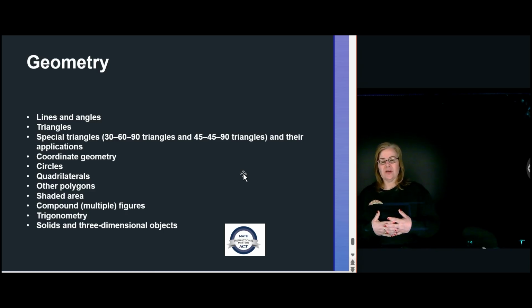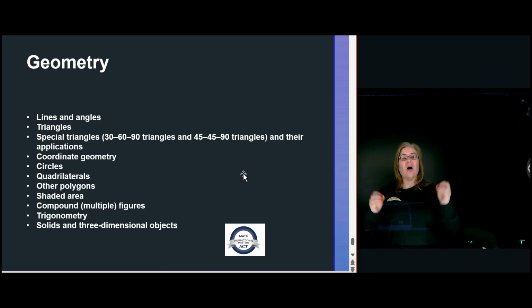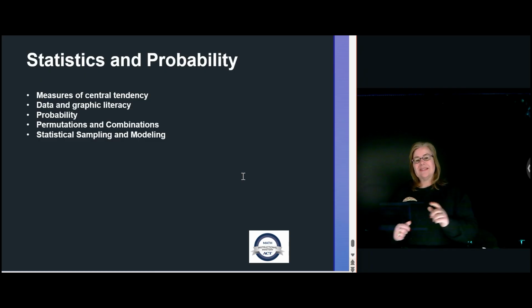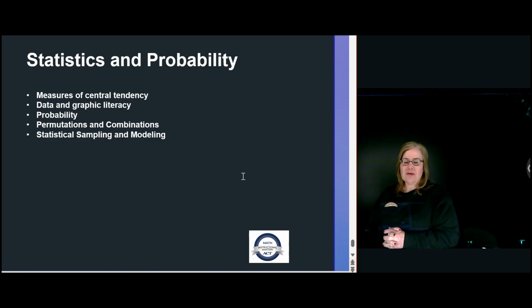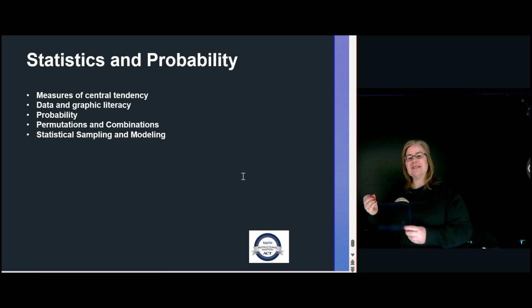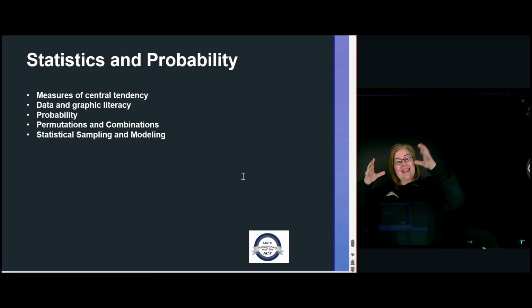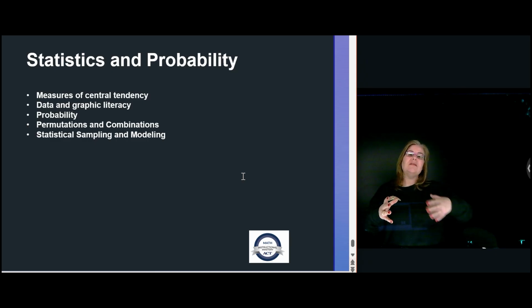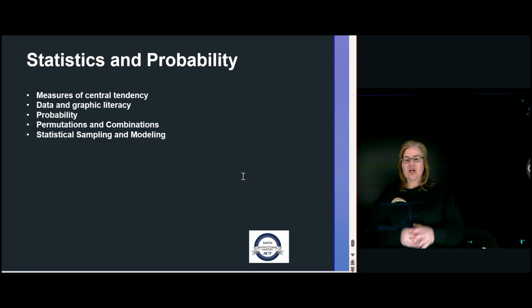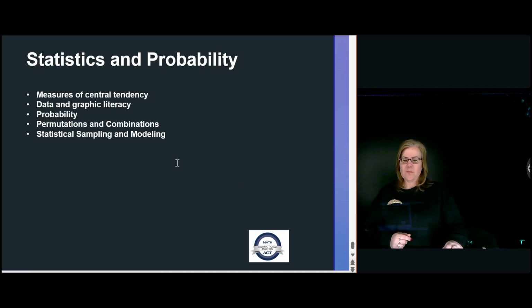And then you've got your dimensions. You've got your solids, your 3-dimensional figures, and all of the different formulas that go with getting those measurements. Those are a lot of things that we need to make sure that we remember to look at and practice on. You've got your statistics and probability, measures of center and tendency, data and graphic literacy, and probability. We've been doing probability since 7th and 8th grade. You've got your permutations and combinations, and your statistical sampling and modeling. We have been doing these since the 8th grade, and we've just built on them as we've gone into our higher math. So we don't want to forget the basics that we've learned.